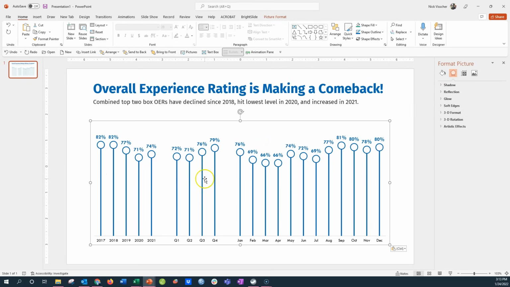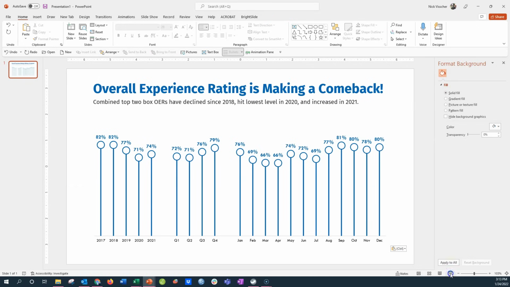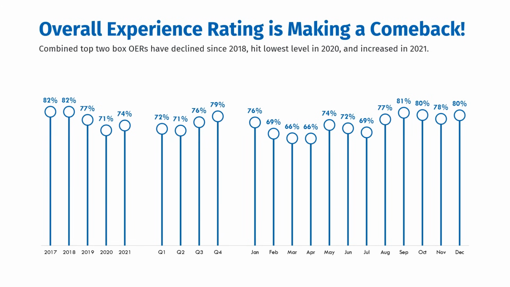You can't edit it anymore. So make sure that you're finished editing your chart completely before you do this option. But when I go into slideshow mode, it's just an image. And now all of the sticks are behind the lollipop head. So that's another way that you can sort of hack this if you want to put your lollipop chart into a PowerPoint presentation and you're going to be playing that presentation in slideshow mode.